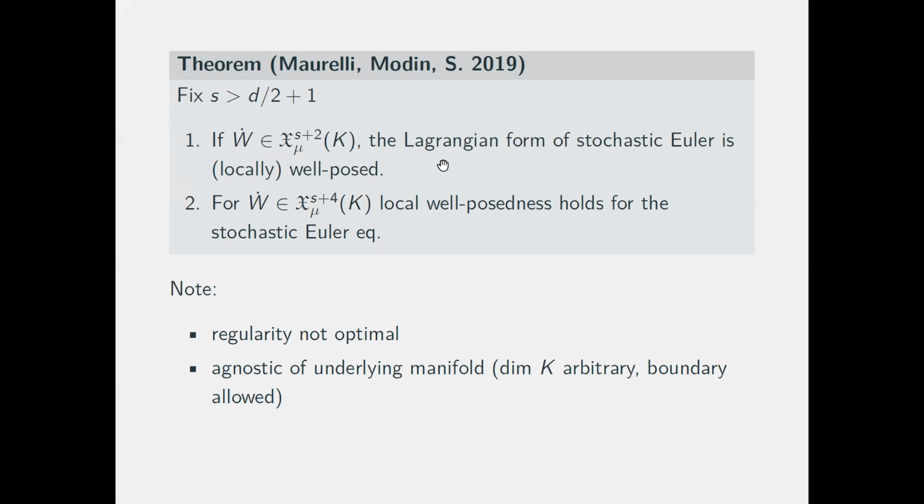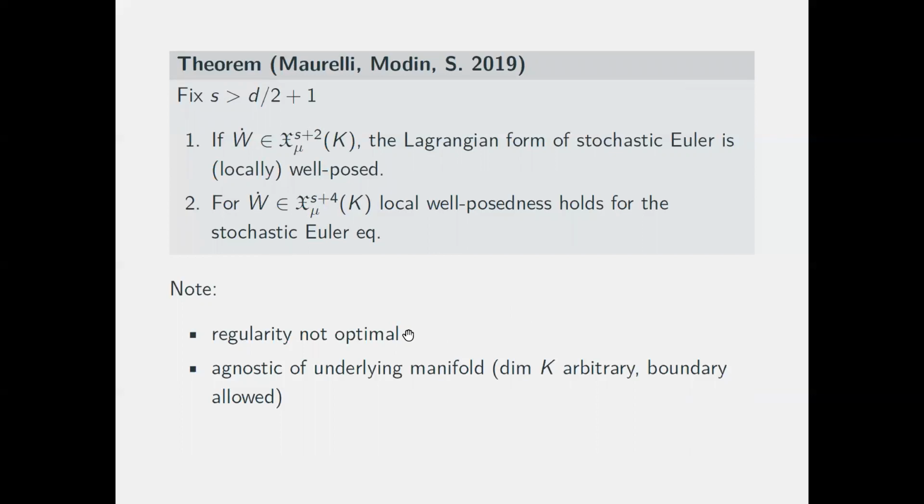However, we were not only interested in the Lagrangian form, but also we want the Eulerian, or the usual form of the stochastic Euler equation. And here the result continues. So if your noise is even a little bit better, not S plus 2, but S plus 4 is needed here in regularity, then this local well-posedness also holds for the original stochastic Euler equation. And clearly this regularity is not optimal. We are actually expecting to get rid of the plus 2 and the plus 4 in the statements using some regularization techniques. And this is also what you would get using standard SPDE techniques.